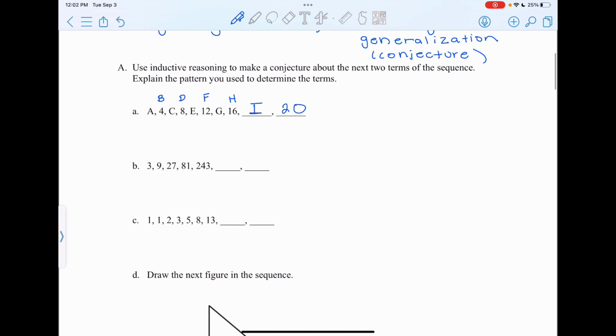In my next pattern, I have 3, 9, 27, 81, and 243. To me, it looks like I am multiplying the previous term by 3 to get the next term. 3 times 3 is 9, 9 times 3 is 27, 27 times 3 is 81. So what I'm going to do is multiply 243 by 3, and I get 729. And then if I multiply by 3 again, I get 2,187.